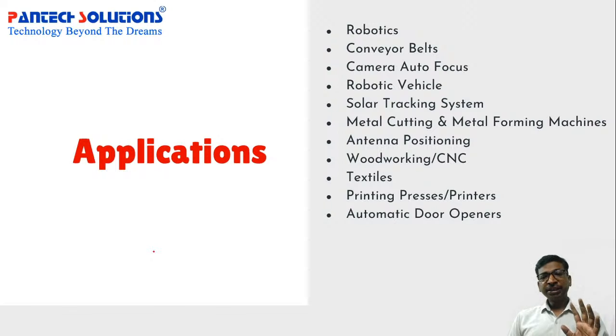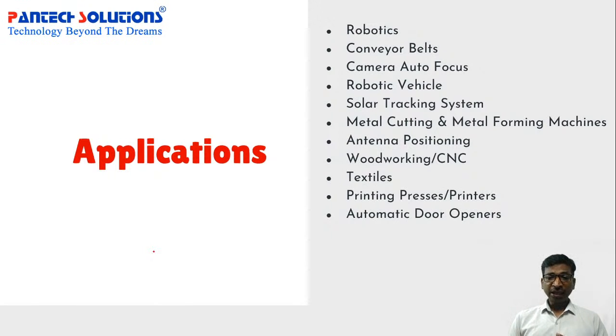These are some general applications like robotic applications, conveyor belt applications, and camera autofocus. See, nowadays the camera plays a major role in all types of industry requirements. With the help of a camera autofocus mechanism, we can do some accurate applications, and robotic vehicles. Solar tracking systems: here the MPPT method will play a major role, but still we can change the position of the solar panel with the help of this motor mechanism and improve the efficiency of the entire solar power system.